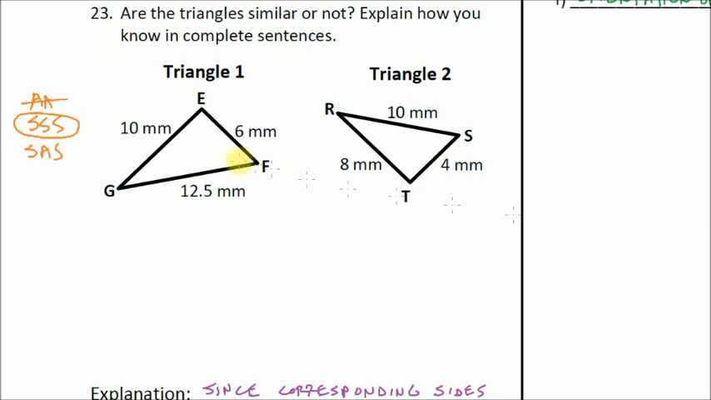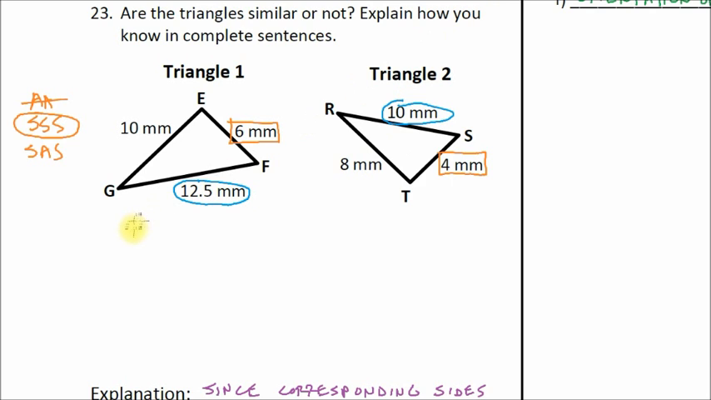Let's go ahead and set up our matched sides. Big side on the first triangle is 12.5. I'm going to circle that. Big side on triangle number 2 is 10. Small side on triangle number 1 is 6. That's going to get the square. And the small side on triangle number 2 is 4. Always big to big, small to small, and then the middle one is the one you don't mark.